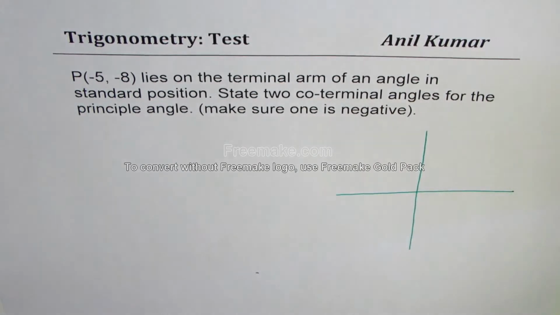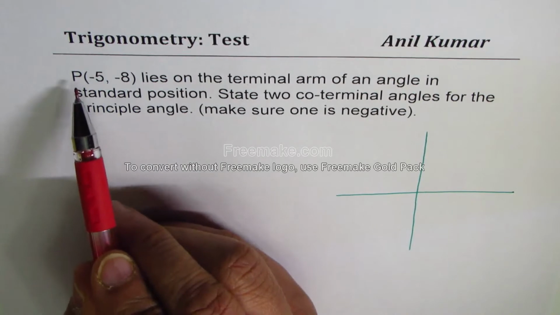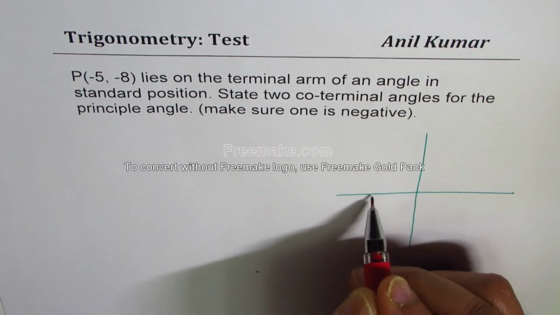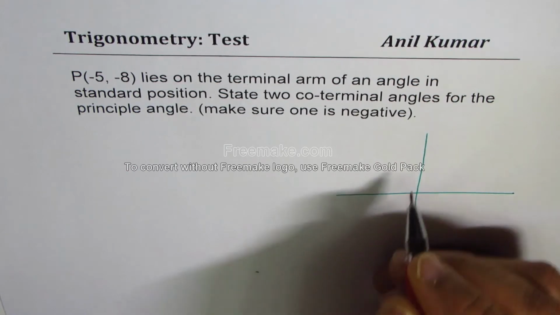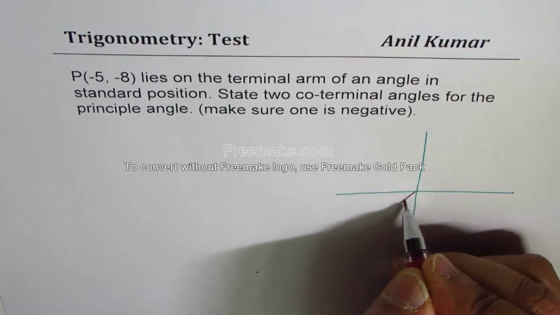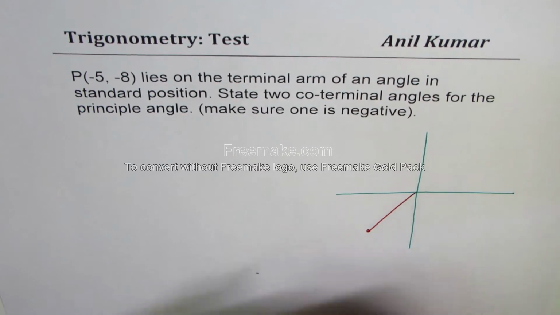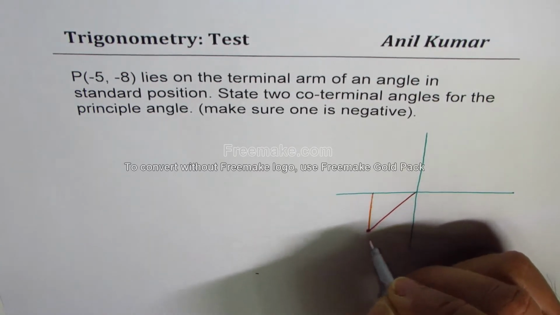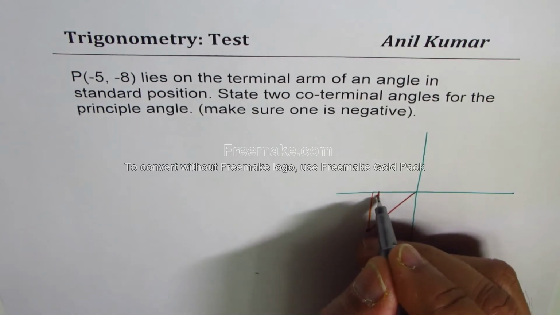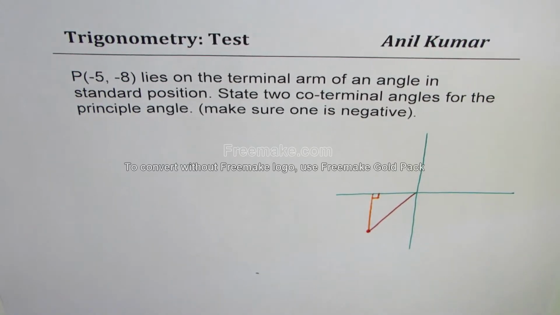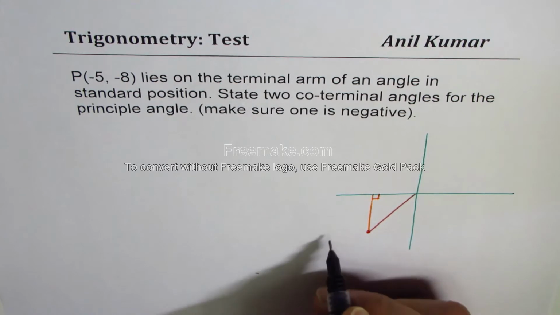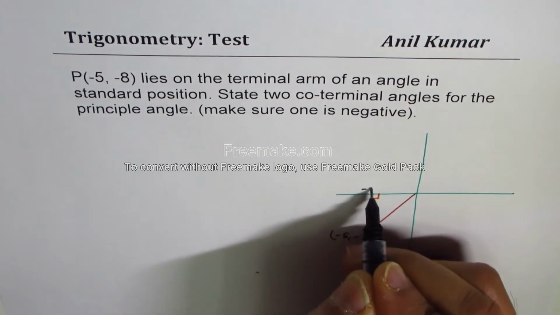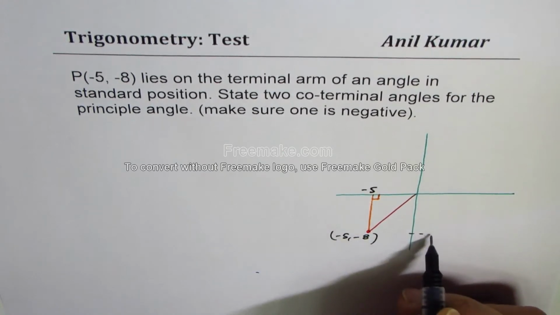Let's say that's the coordinate plane. When we're talking about point P, which is (-5, -8), that means it is somewhere in quadrant 3, correct? So let's say that's the terminal arm. If I form a triangle here, this is how it is going to look, where we are given this point as (-5, -8). That means this is -5 and this is -8.